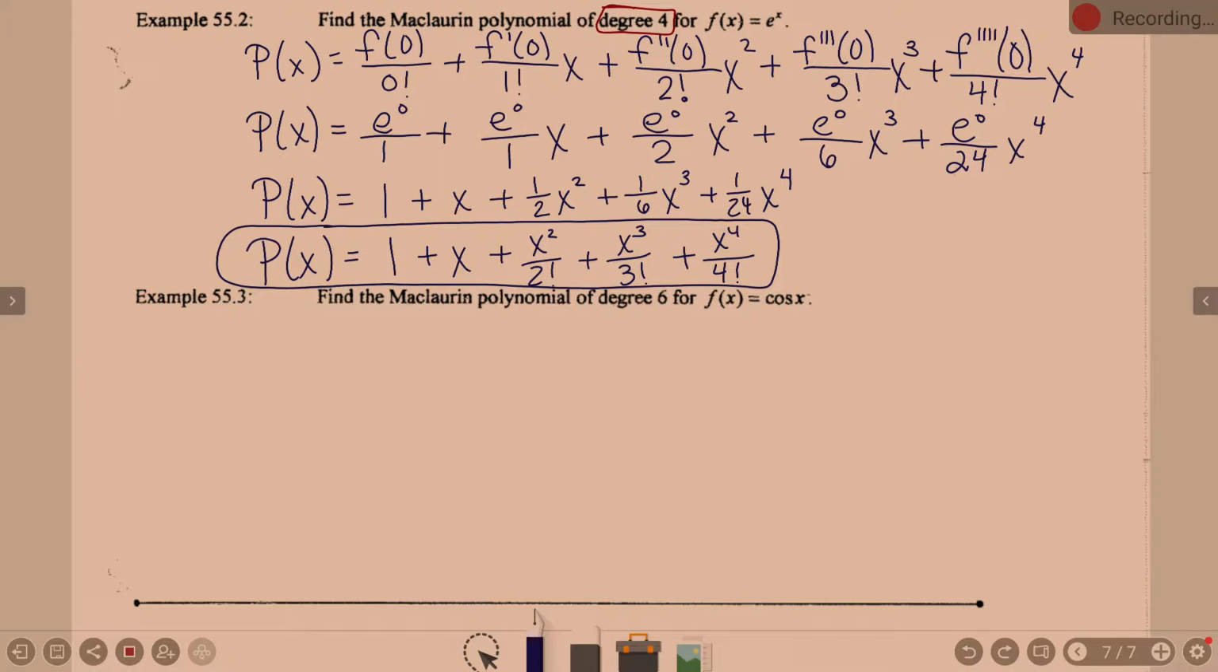One more. Then you actually have work time. You might need it, right? Okay. Find the Maclaurin polynomial for degree 6 of cosine x. Okay. So degree 6 is what we are looking at.